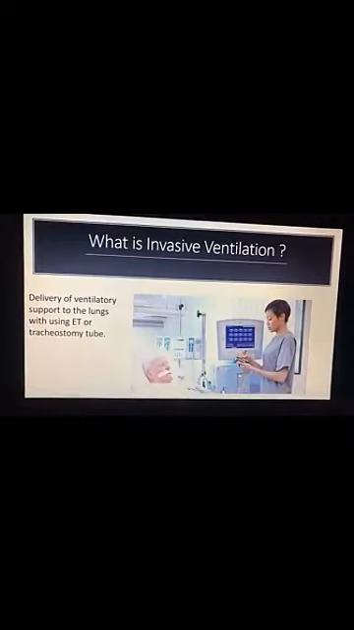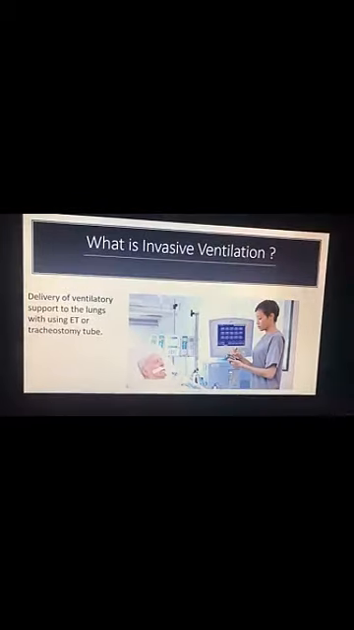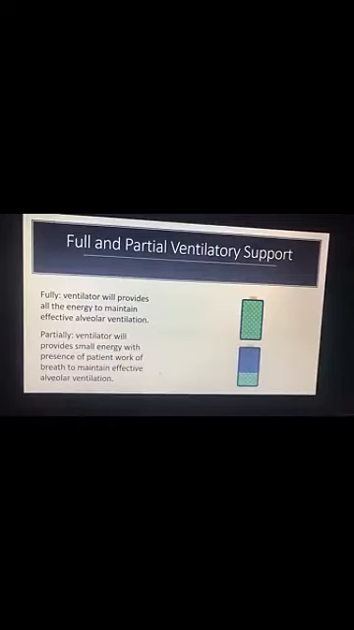What is invasive ventilation? It is delivery of ventilatory support to the lungs using endotracheal or tracheostomy tubes. Full and partial ventilatory support. Fully support: the ventilator will provide all the energy to maintain effective alveolar ventilation. Partially support: the ventilator will provide a small amount of energy, with the presence of the patient's work of breathing, to maintain effective alveolar ventilation.